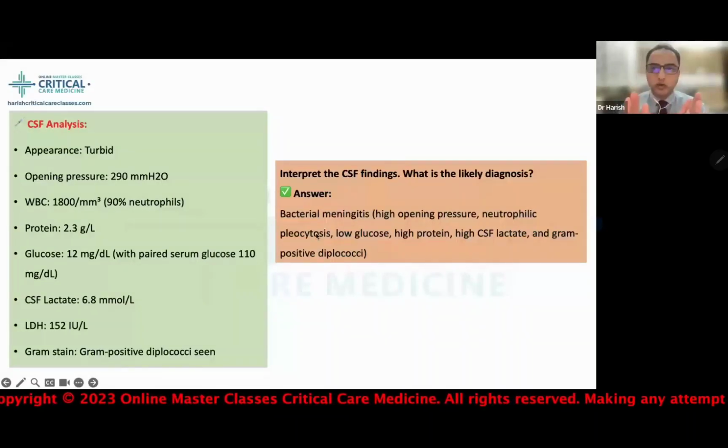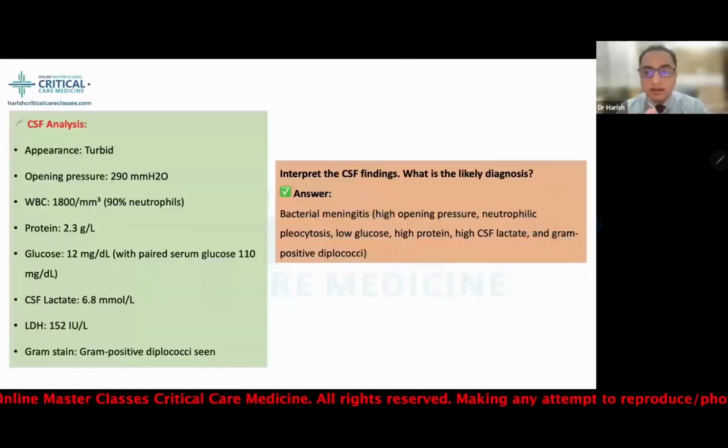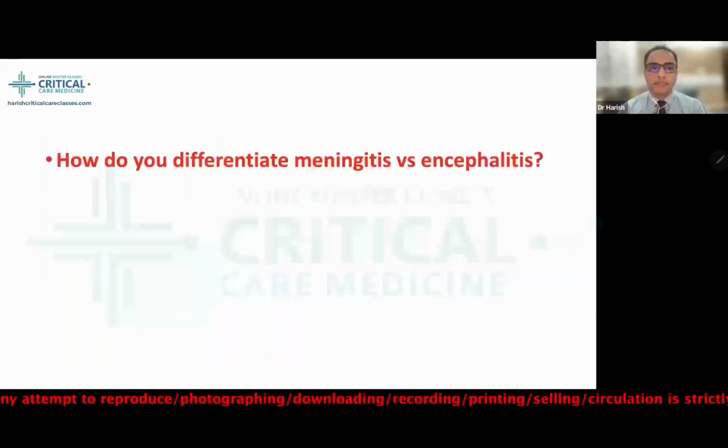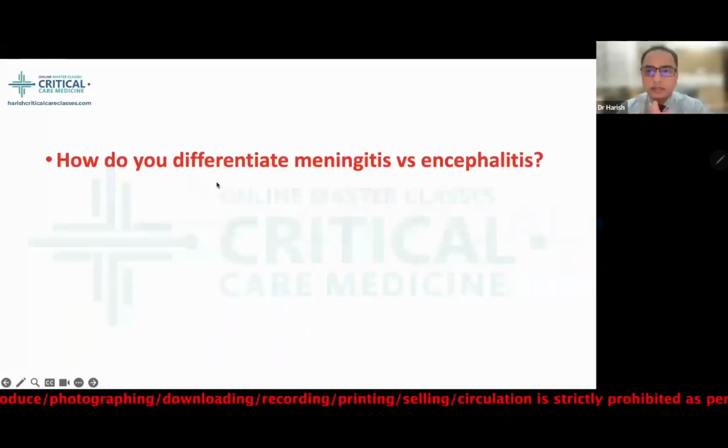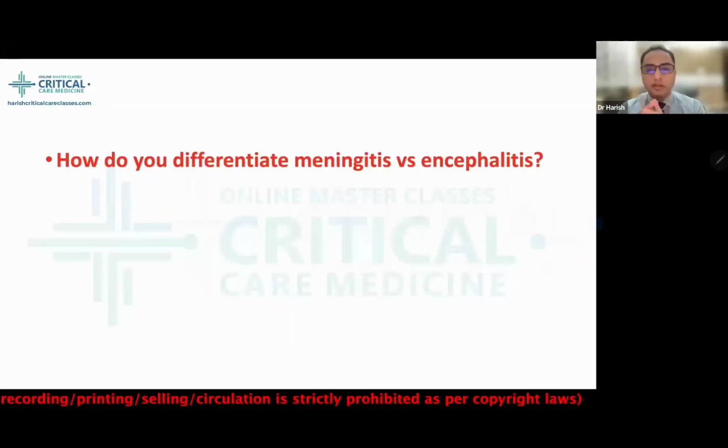So low glucose, high protein, high CSF lactate and gram positive diplococci, which moves towards bacterial meningitis. But we need to isolate what organism exactly. So how do you differentiate meningitis and encephalitis clinically, CSF wise? Very, very important.